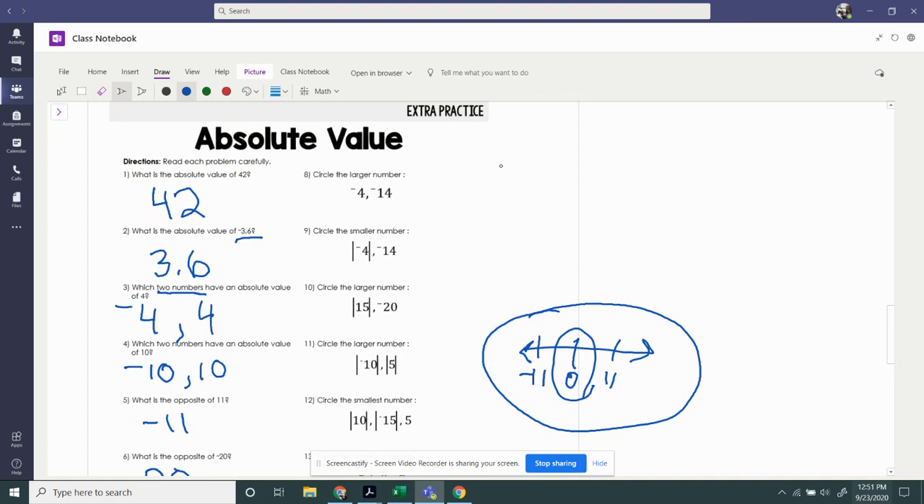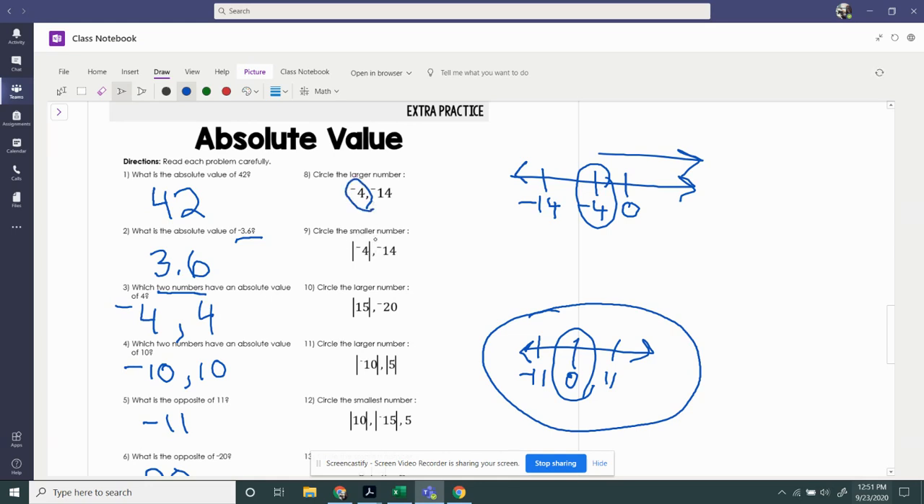Let's finish up the page. Circle the larger number. Well, if we had a number line, now we're not asking about absolute value here. We would have 0, we would have -4, and we would have -14 somewhere down here. The larger number is always to the right, so between these two, the larger number is -4.